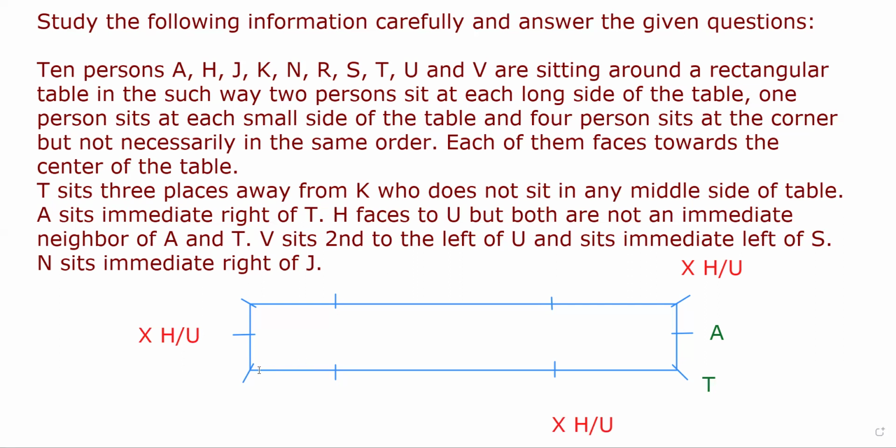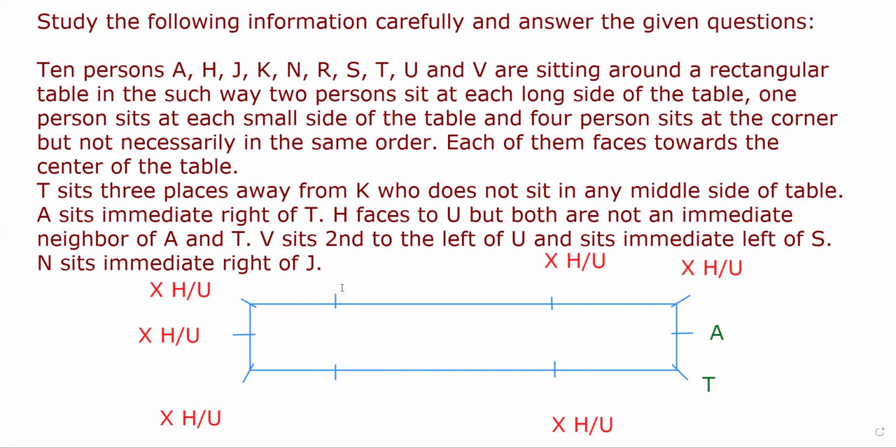So this place is also not for H and U. If that is the place for T, then of course here is not H or U. Of course this position is not for H and U. This position is not for H and U as well. Now the left position is also, if this is not the place for H and U, then of course this position is not for H and U. Easily you can understand all the positions are blocked for H and U.